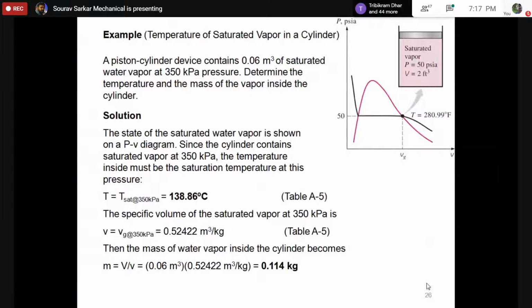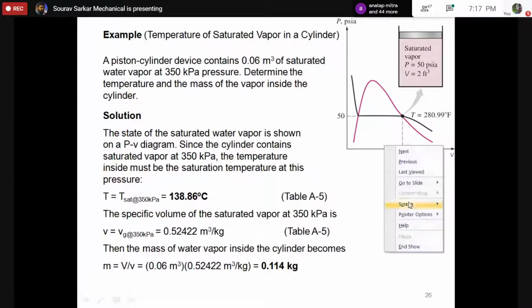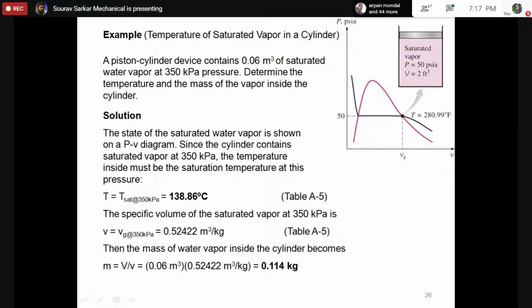If you see this example, a piston cylinder device contains 0.06 meter cube of saturated water vapor. So the first point is important, that it contains 0.06 meter cube saturated water vapor. So it is basically on the right side of the line at 350 kPa pressure. Determine the temperature and the mass of the vapor inside the cylinder. So I know that it is basically saturated vapor.